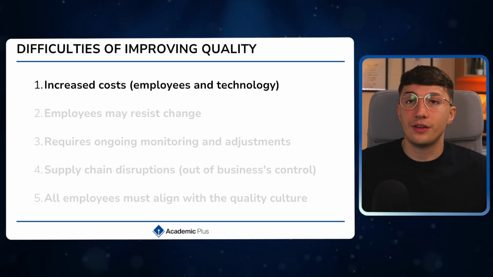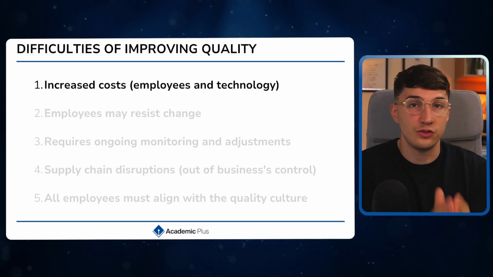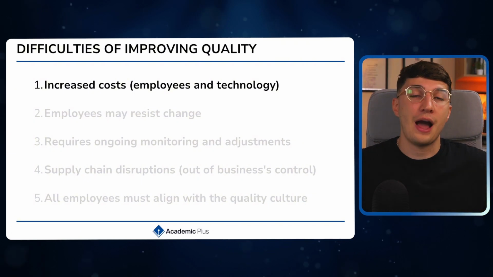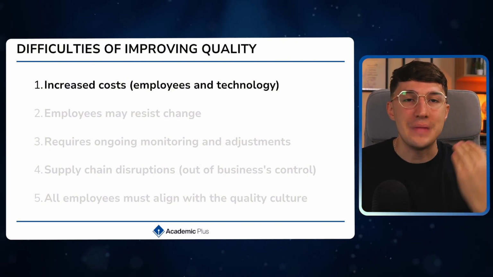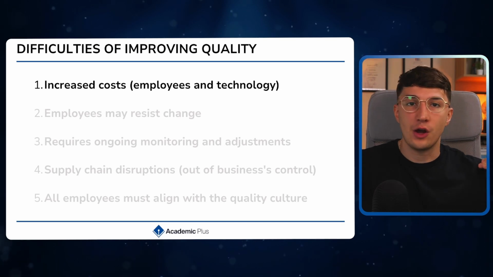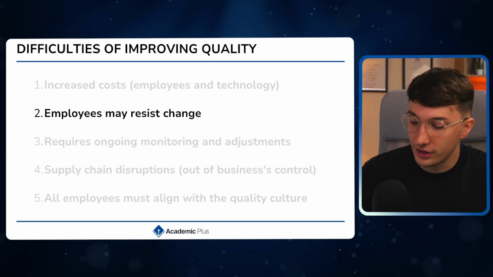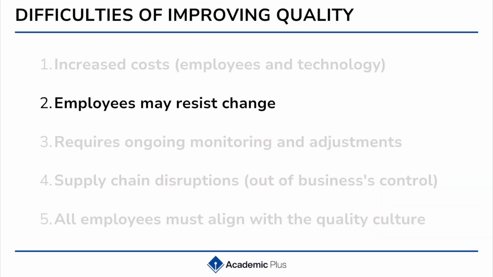And also as well, when we look at the technology side of things, we have to have the correct systems and technology within place. Think of Amazon, they invest millions and millions to ensure that everything is delivered on time, so they are constantly delivering a good quality service. The next thing that we could look at is that employees may also resist change.